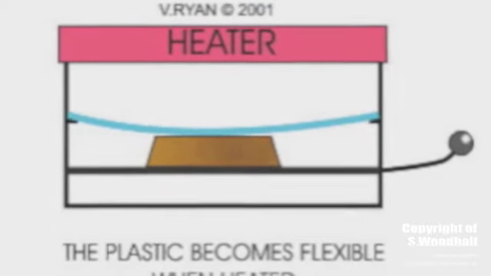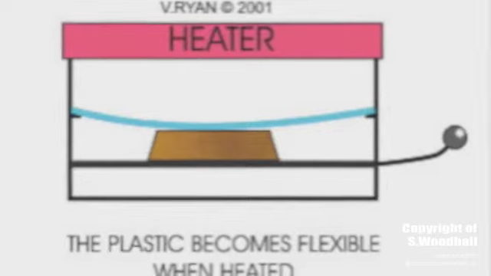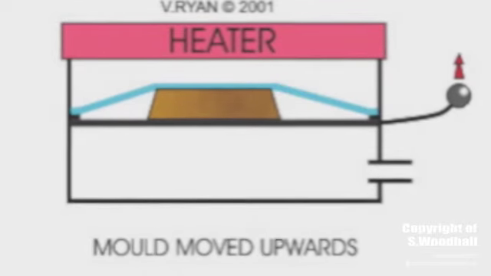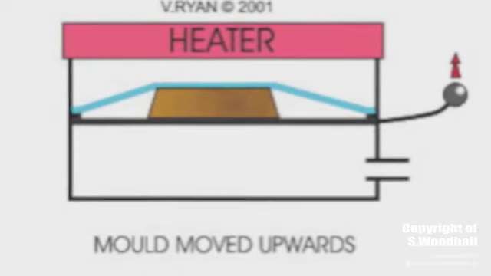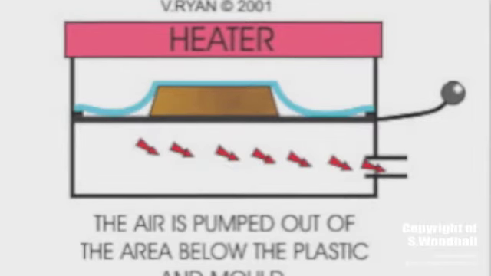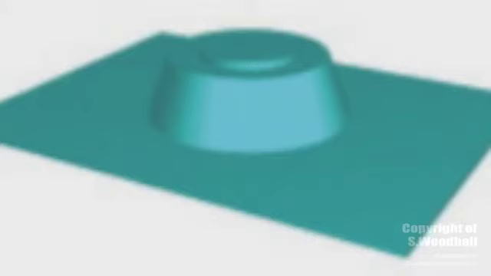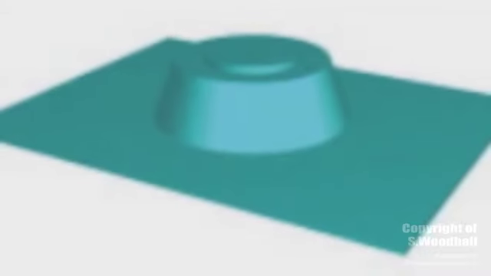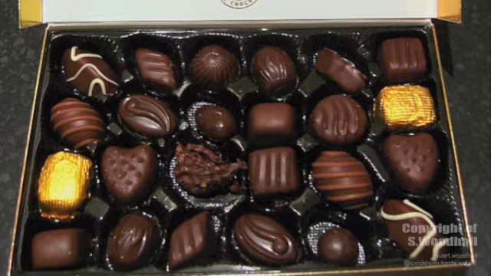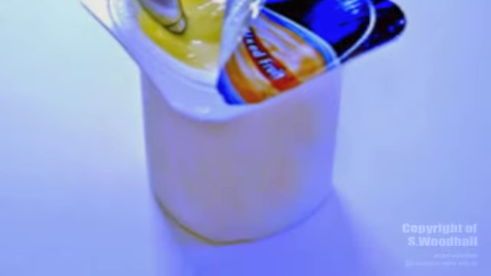Once the high impact polystyrene has been heated and starts to droop, the former is raised until it comes into contact with the high impact polystyrene, and then a vacuum is turned on, which sucks all the air out, allowing the plastic to be formed around the former. This method is used to make chocolate box trays, yogurt pots, and blister packaging.